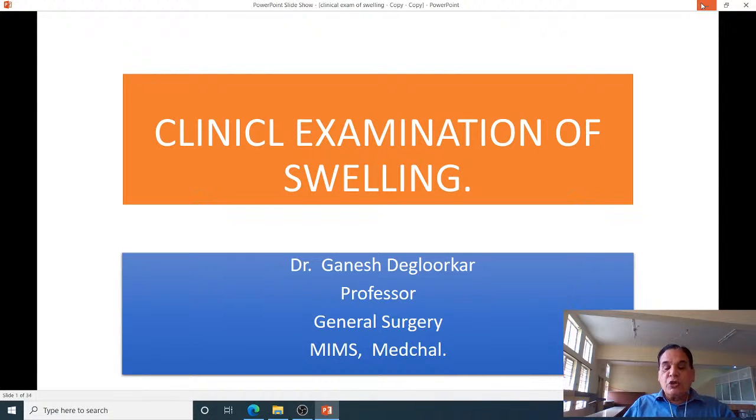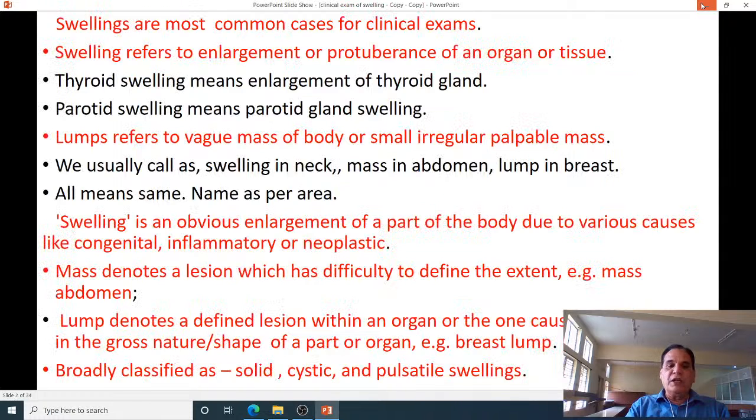So here your proper examination skill, your presentation skill, and the understanding of why you are doing that test and what you are going to expect out of that are important. So there are different types of tests. We go for the clinical examination of a swelling. First things first, what do you mean by a swelling?